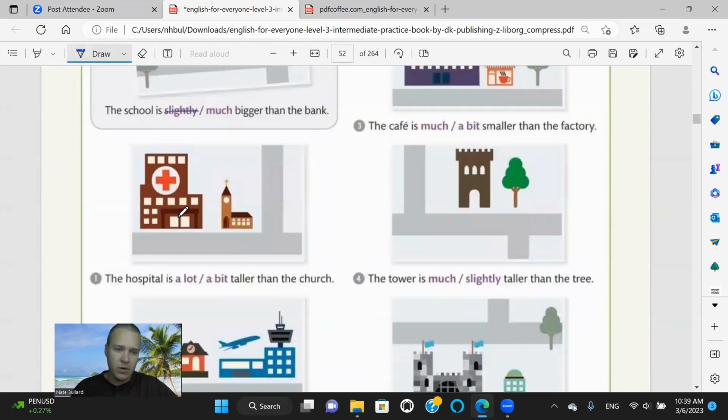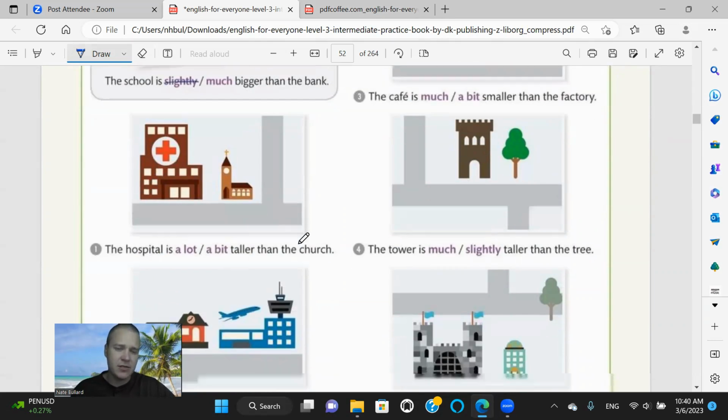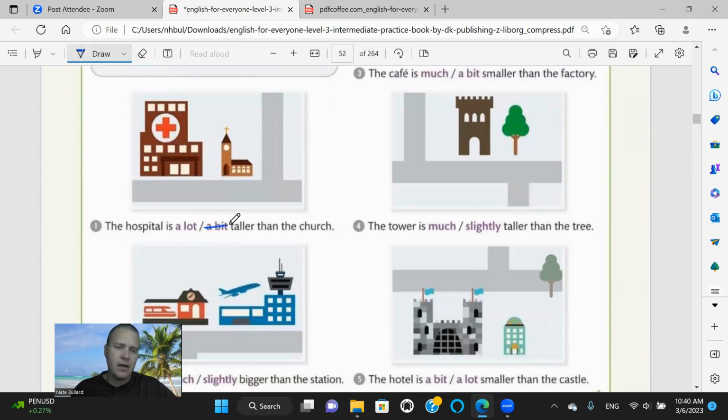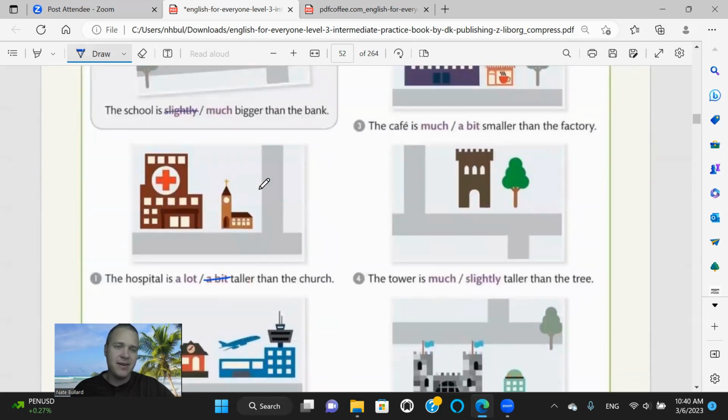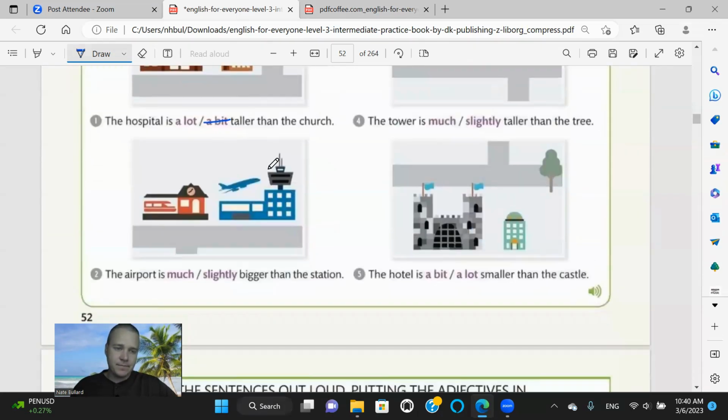All right. Number one, the hospital is a lot taller than the church, or the hospital is a bit taller than the church. We're going to say a lot taller. The hospital is a lot taller than the church. Aunque tampoco es buena la foto. Porque realmente para mí no es a lot, tampoco es a bit, solamente es taller. Si fuera a lot taller, sería más como bien grande. That's a lot taller. Okay.